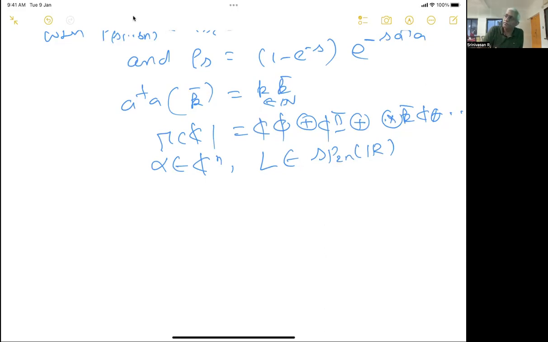So preserves means like fixes or sends Gaussian state. No, not fixing. Fixing means it has to commute. That's all. So you can just take the commutant. That's fine. It's everything which takes a Gaussian state to another Gaussian state.